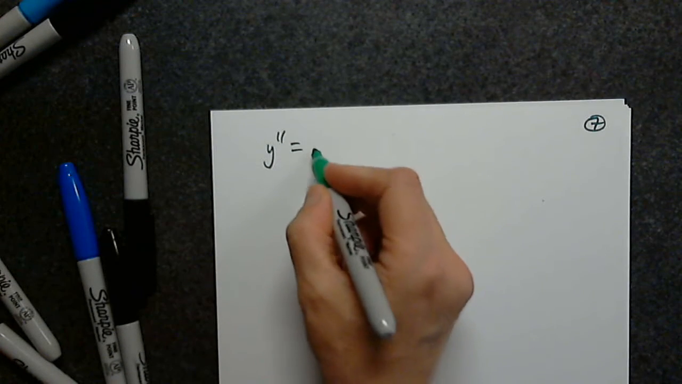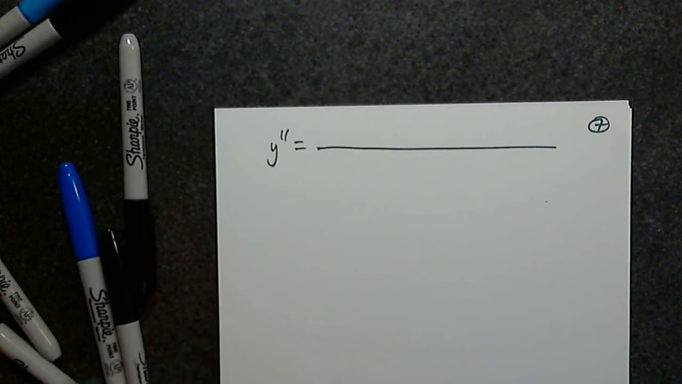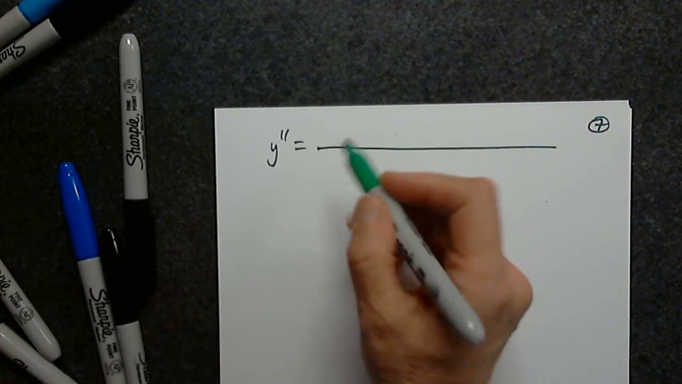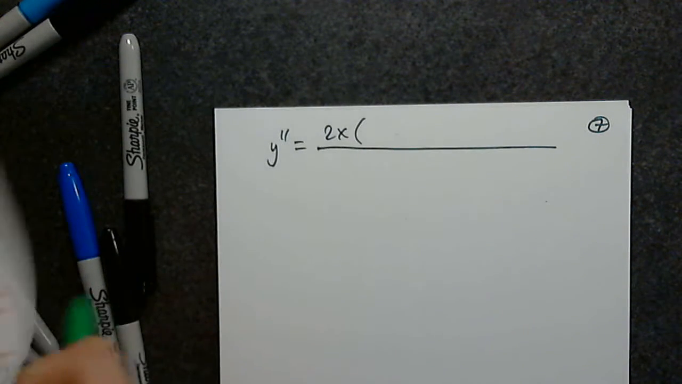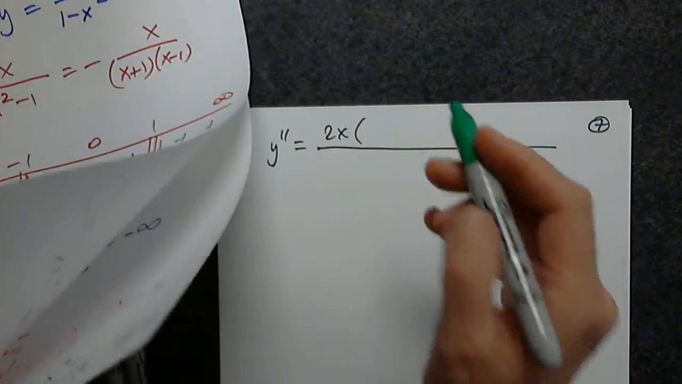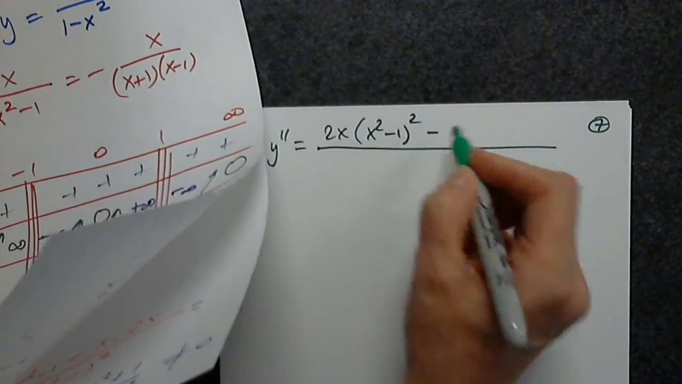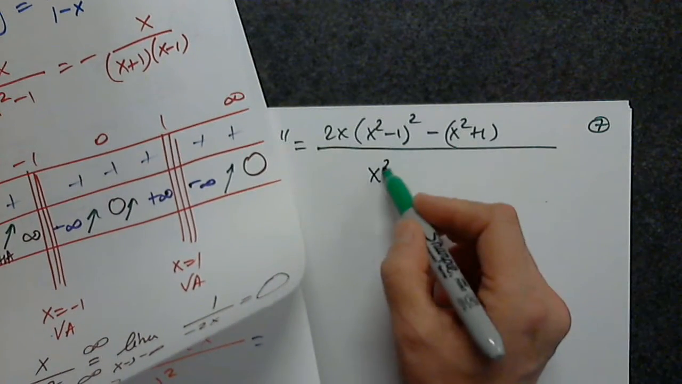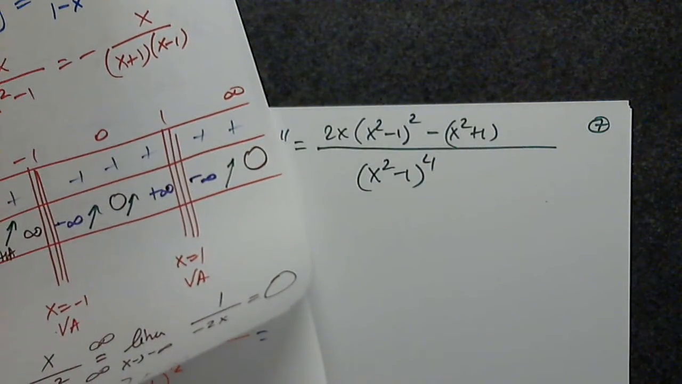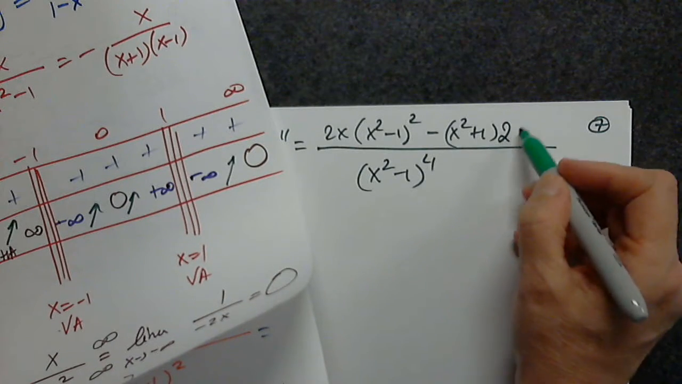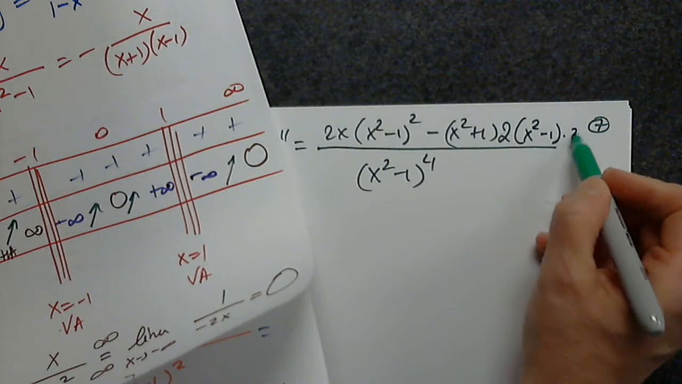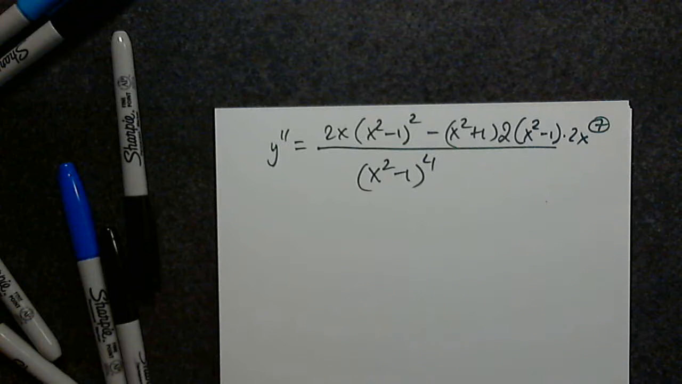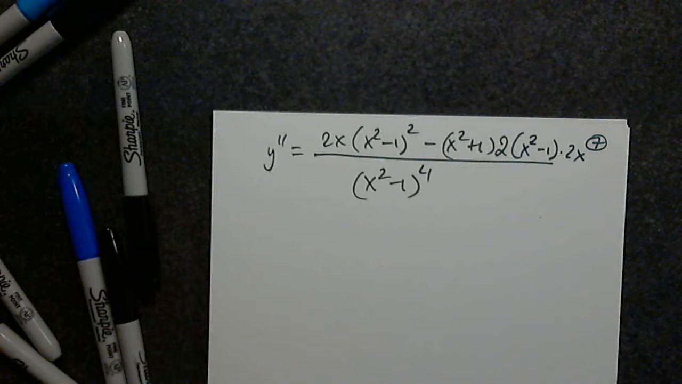So I'm going to use this and determine the second derivative. So the top function prime is 2x times x squared minus 1 squared, minus the top, which is x squared plus 1, times the denominator prime, 2 times x squared minus 1 times 2x. It's very easy to make a mistake here. Let's think about this one more time before we simplify it.